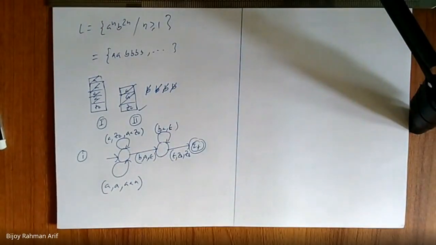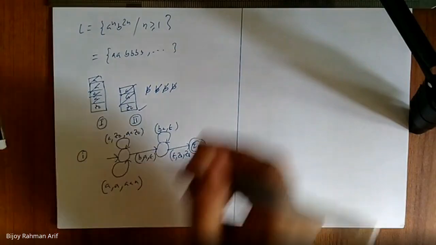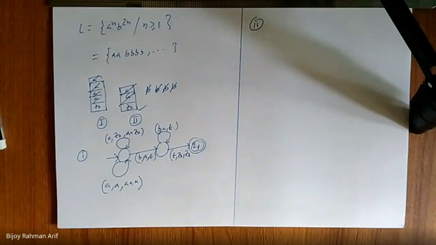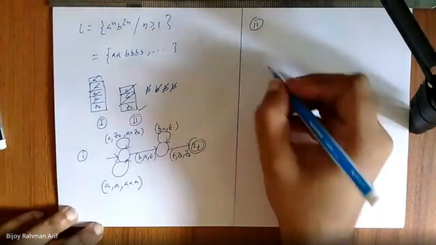This is one method. What else? How can the second one be done? How can I do the second one? So when I get an A, I push it. Okay, I get an A, I push it.